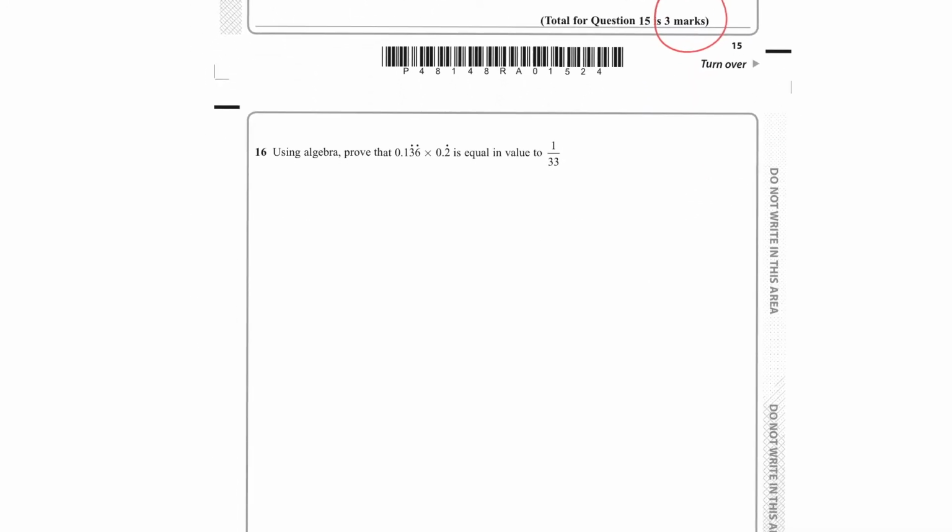So having a look at question 16, it wants us to use algebra to prove that 0.136 recurring times 0.2 recurring is equal to 1 over 33. So let's have a look. So 0.136 recurring, we're going to say that's equal to x. So if we now multiply this by 10, then 1.36 recurring is equal to 10x, right? We've multiplied both sides by 10.